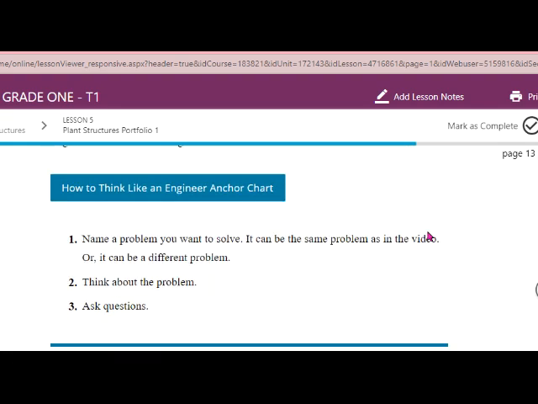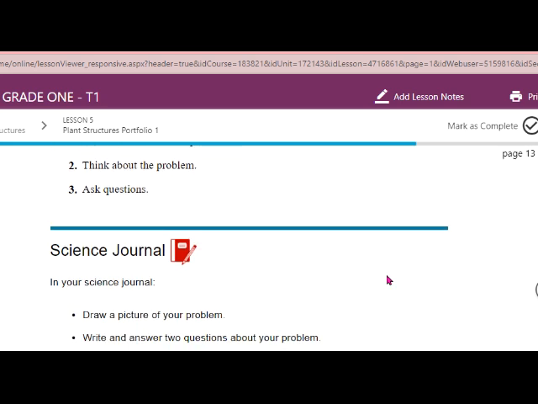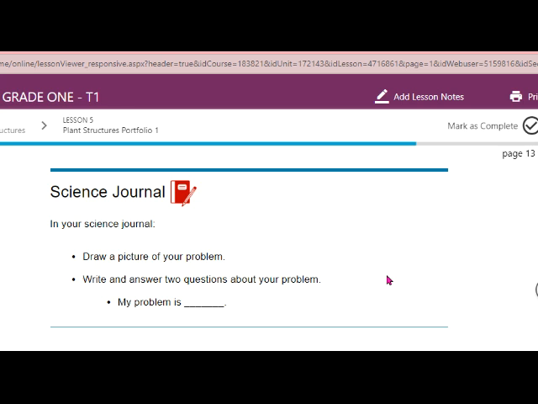All right, so here's what we've done so far. We've named a problem that we want to solve. It can be the same problem as in the video or the example earlier in the lesson, or it can be different. Think about your problem, ask questions, and then now it says you should draw a picture of your problem in your science journal. Also, write and answer 2 questions about your problem. So we've kind of done that already, but we haven't drawn the picture, right?